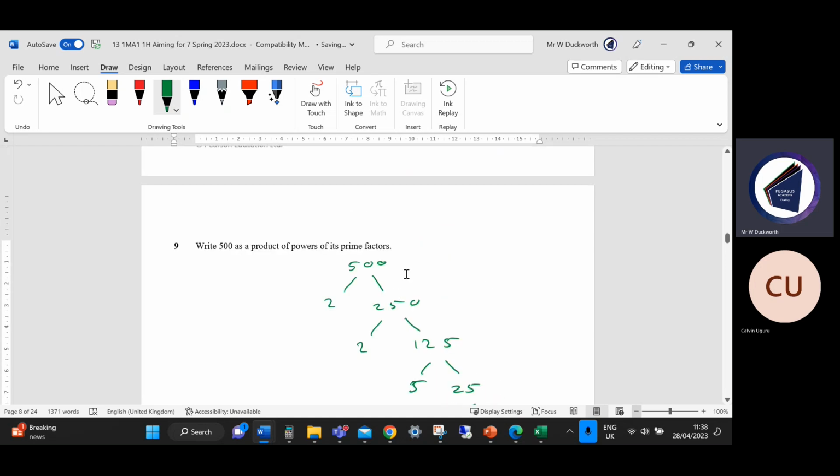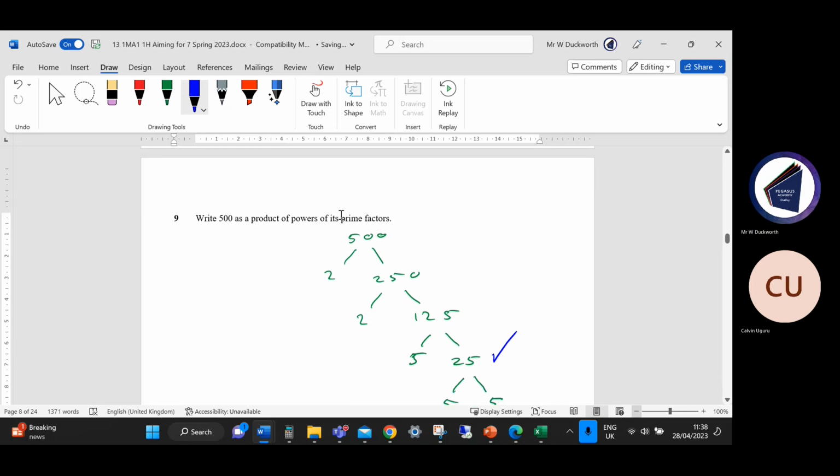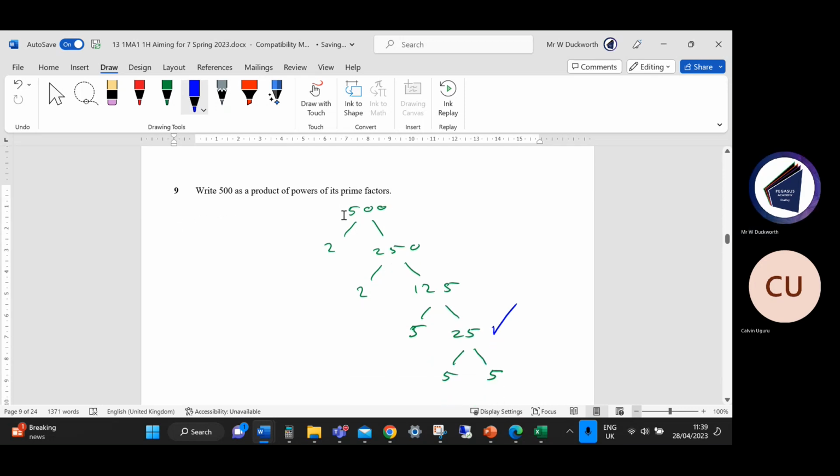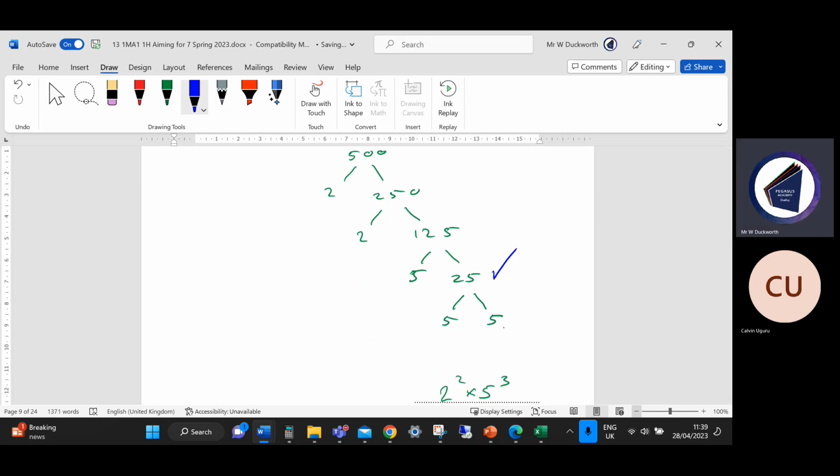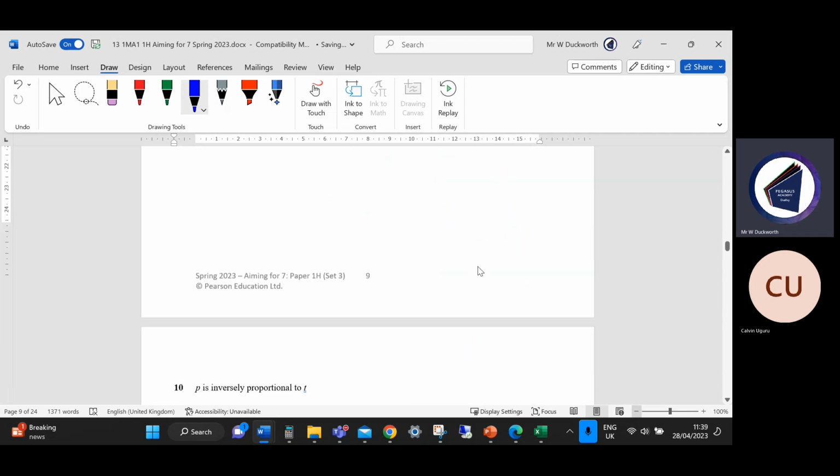And the marks for that then, we have for a complete method to find the prime factors could be shown in a factor tree. So we've got first mark and okay, complete, and there we go. 3 marks available. 1 mark for a factor tree, 1 mark for the correct factors of the factor tree, 1 mark for the answer.